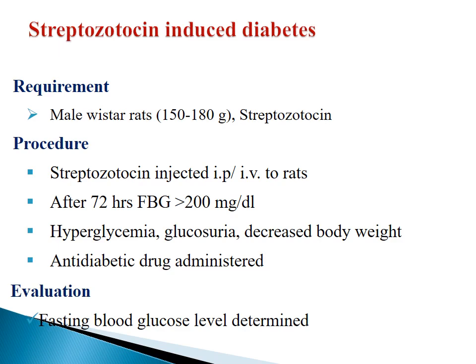In the further study, the antidiabetic drug is administered, and again fasting blood glucose level is determined as an evaluation parameter. Here it should be noted that in streptozotocin induced diabetic model, besides hyperglycemia, the animals show signs like glucosuria and decreased body weight, as observed in human diabetes.